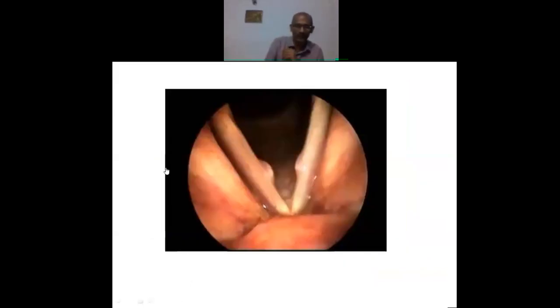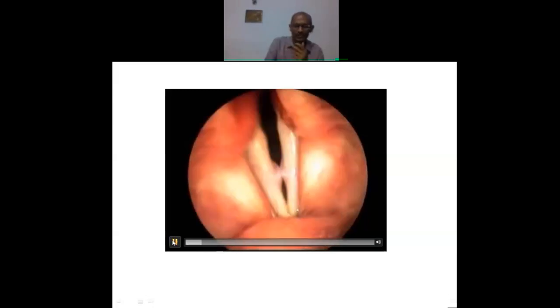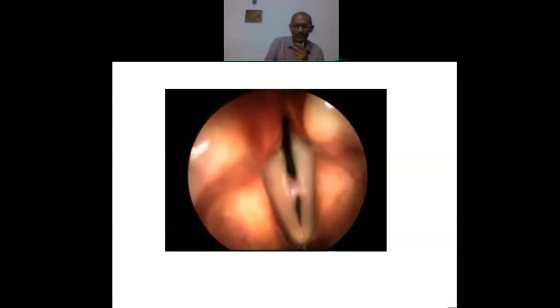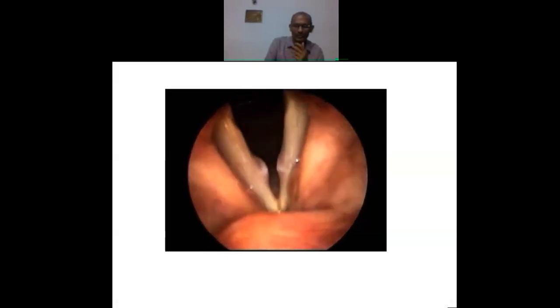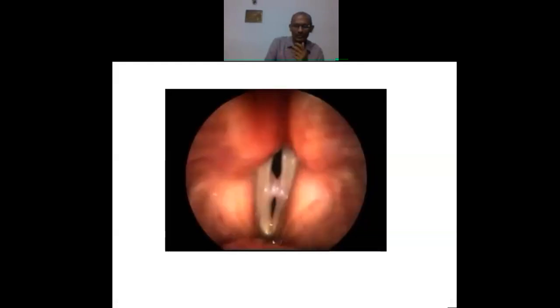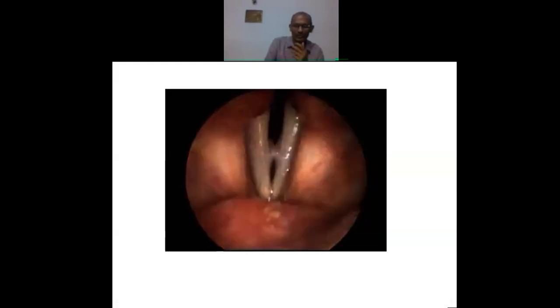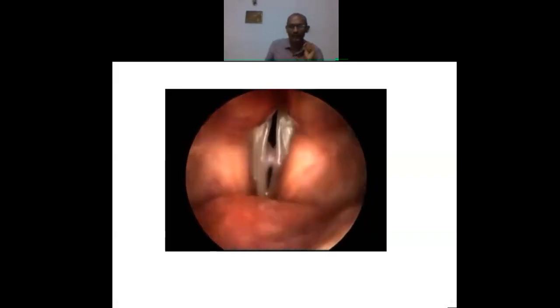Oh, this is a video again. I hope it plays. This is just to show the vocal nodule. So this, as you all know, is at the junction of the anterior one-third and posterior two-thirds. That's where the maximum contact friction happens, causing the damage of the basement membrane and causing the fibronectin deposit and vocal nodules.